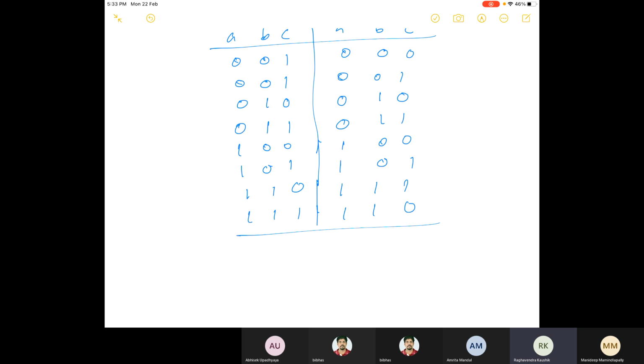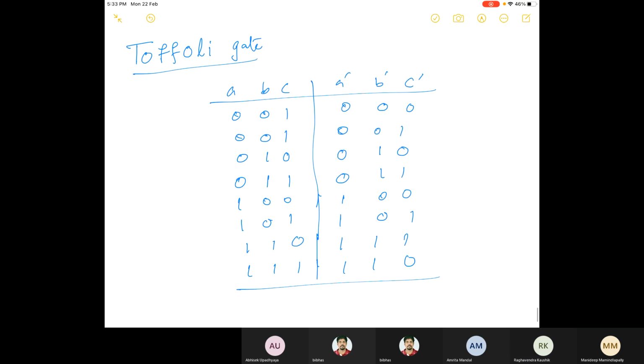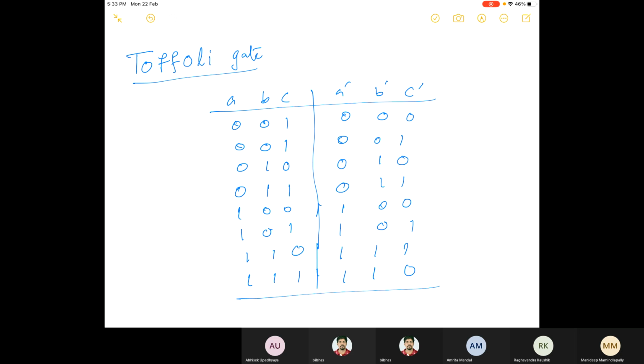The first two are controls and the last one is the target. So you can say this is controlled. Okay, this is the controlled-NOT gate, or otherwise you can say the control not gate.